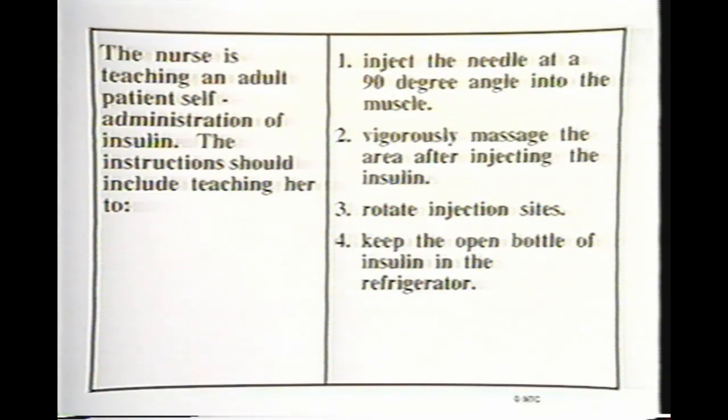Now, if we look at those answers, answer number 1 is not correct. The 90-degree angle part is fine, but it doesn't go into the muscle. It goes into the subcutaneous tissue. Number 2, we do not massage insulin. Number 3 is the answer, rotate sites. We just talked about that. Number 4, keep the open bottle of insulin in the refrigerator. You may keep the extra bottles in the refrigerator, but the open bottle can be kept at room temperature. And that's better for the patient because they really don't like to get cold injections.